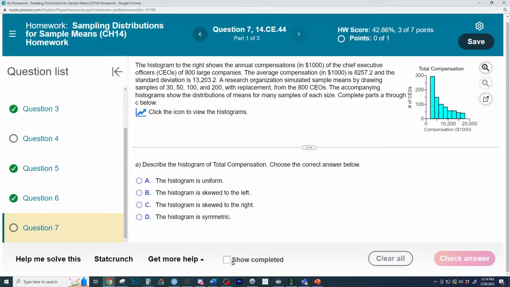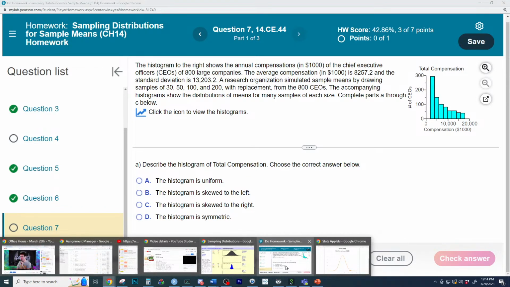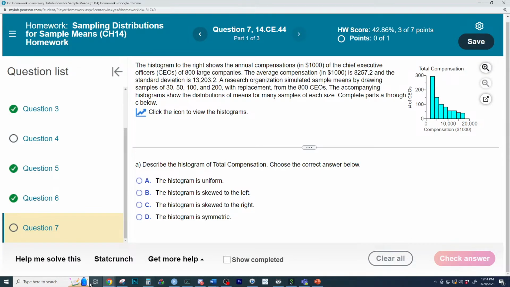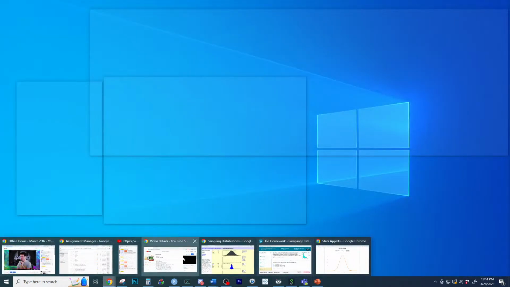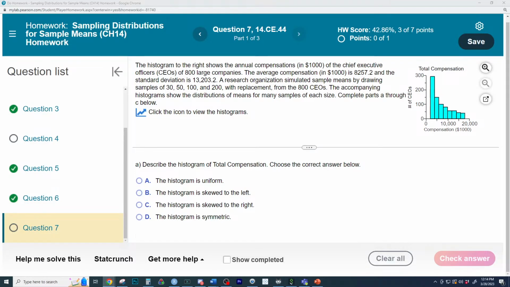Last question right here. Basically the same thing, the histogram to the right. We're going to do, oh, but it's skewed this time. Dun, dun, dun. The histogram to the right.